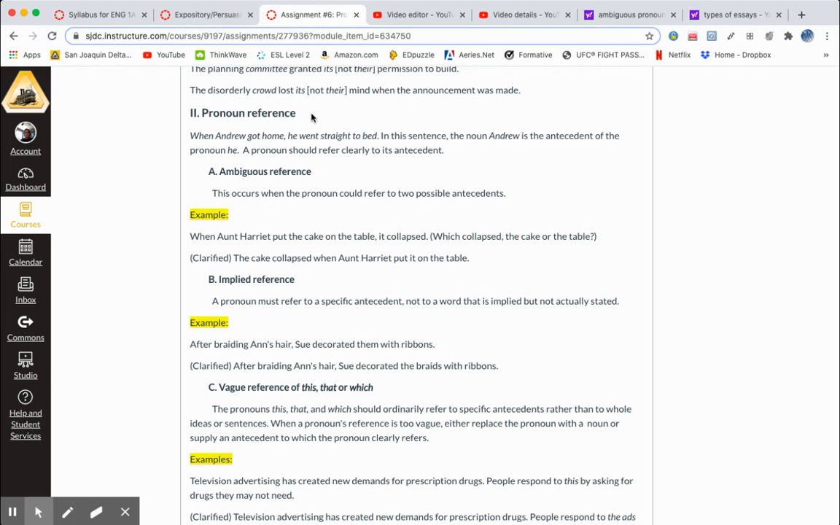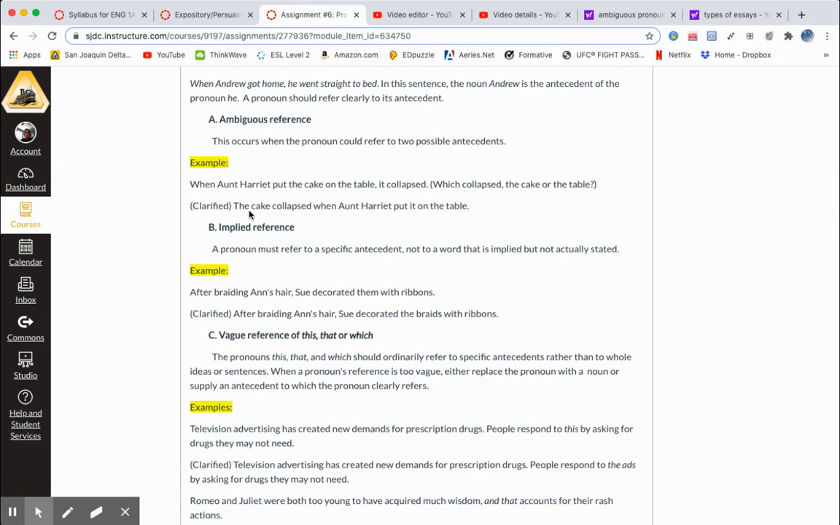In every case, we're going to look at examples where, first of all, they are not clear, and then in the next case, we clear them up by fixing them grammatically. In the first case, ambiguous reference. Ambiguous means unclear or confusing. And this occurs when the pronoun could refer to two possible antecedents. If you look up ambiguous reference examples, you might find some rather humorous sentences.